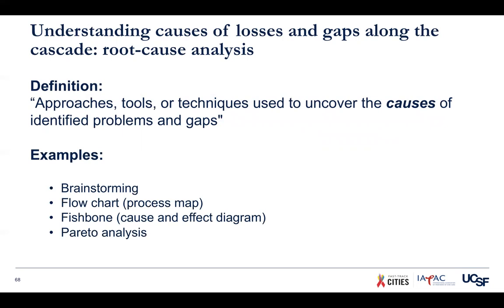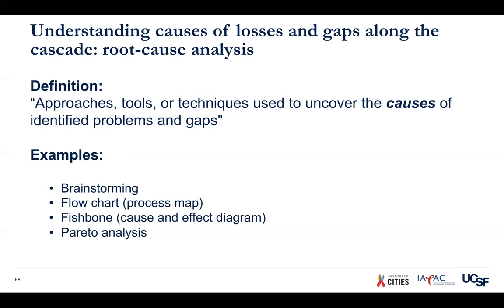Examples include brainstorming, flowcharting or process mapping, fishbone diagrams, also known as cause and effect diagrams, and using the Pareto analysis. The outcomes that we want to achieve are part of a large, complex system that involve many processes, and these can be affected by many different things. And these different strategies are methods to help us identify these factors, leading again to prioritizing them to target our actions and improvement strategies.